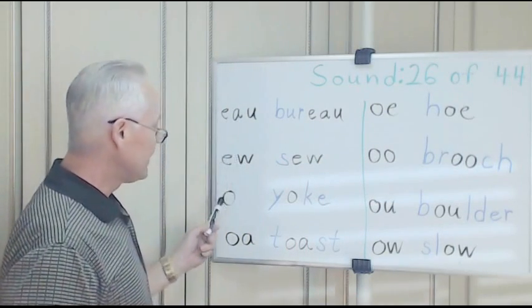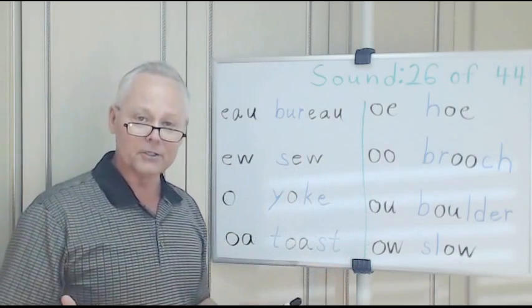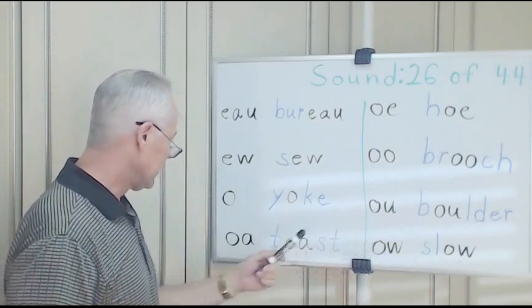We have 1, 2, 3, 4, 5, 6, 7, 8 letter combinations, most of which are vowels. As you can see, W is not.